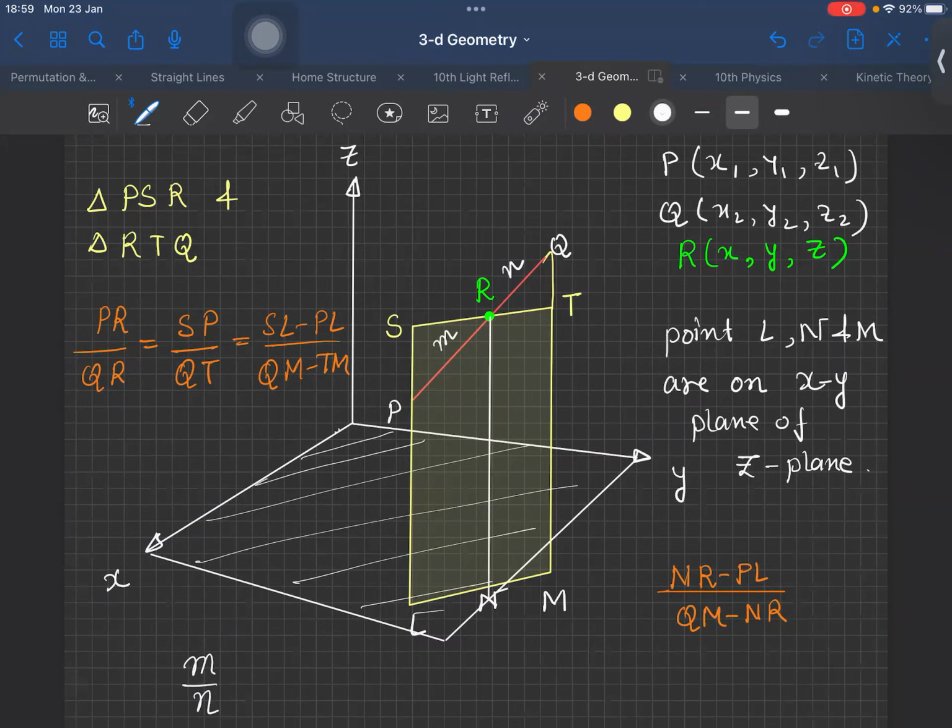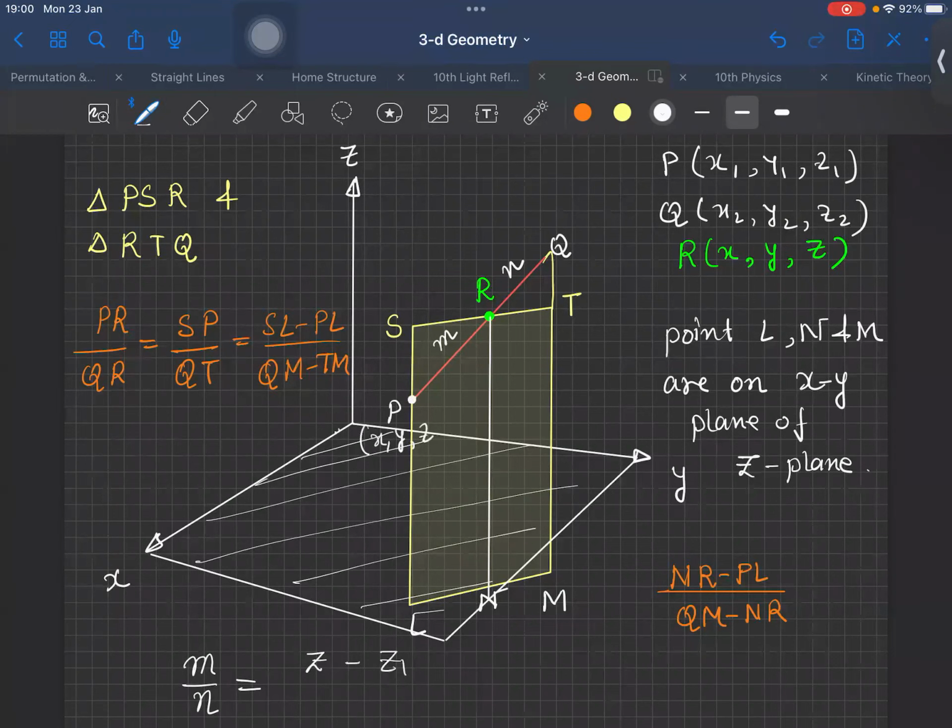M by N should be equal to... so what is NR? What will be the coordinate of NR? How do we write NR? NR will be Z, right? Because this will be 0 minus Z1. PL will be Z1. So the coordinate of this point is Z1, right?